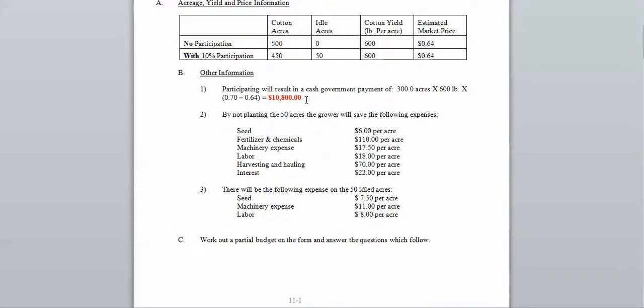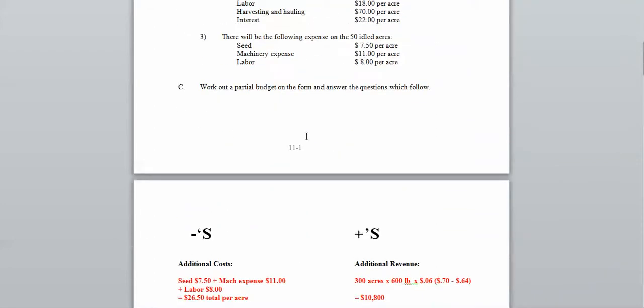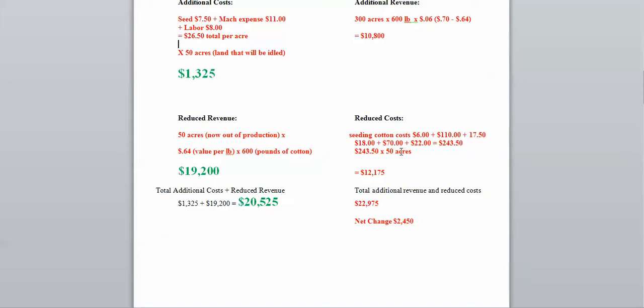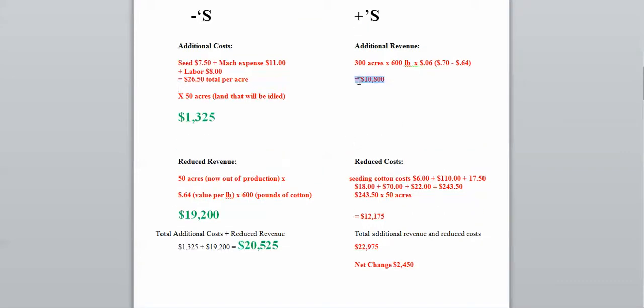Participating in the program will result in a government cash payment. We figured that out to be $10,800. So that's a positive. We call that additional revenue, $10,800. Reduced costs, that's the money we're going to save, so that's a positive up here, by the way. Remember, it's a positive.